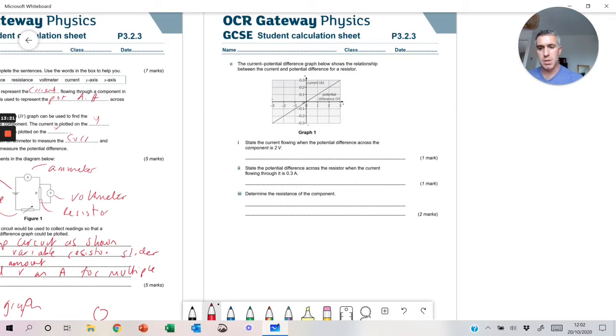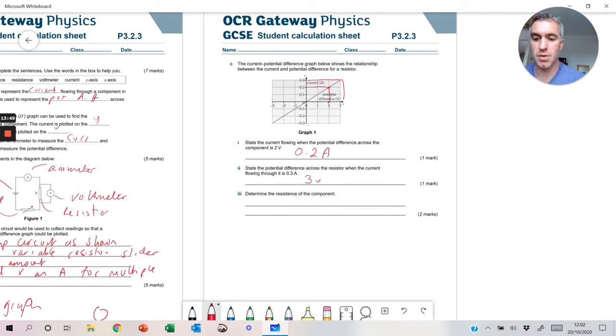The current potential difference graph below shows the relationship between current and potential difference for a resistor. State the current flowing through the resistor when the potential difference is 2 volts. So here we have 2. Let's go up. That is here. So go across and it reads 0.2 amperes. State the potential difference across the resistor when the current is 0.3. Well, it's 0.3, so we go down. So we have 3 volts.